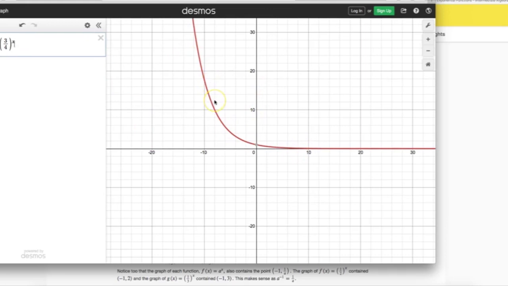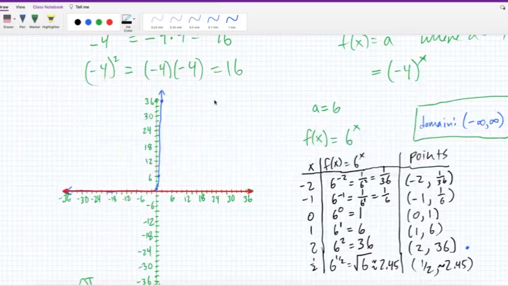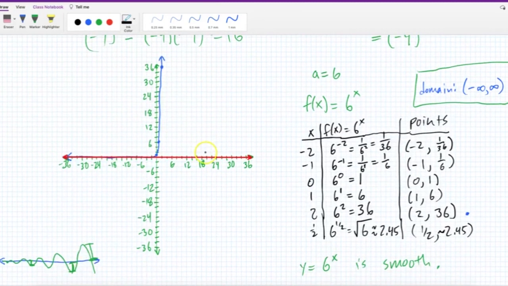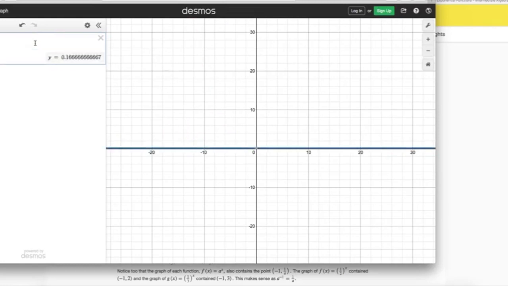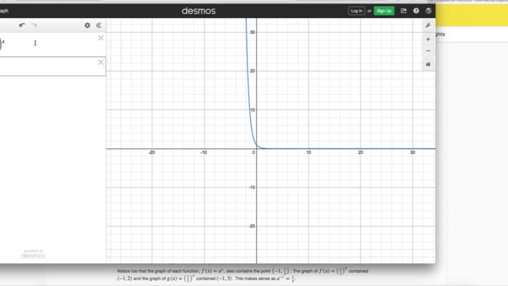Okay, so let's talk about why that 6 was steeper. It's just because if you multiply by 6, that has a bigger effect than multiplying by 3/4. If I instead did 1/6, okay, so let's put up y equals (1/6) to the x power. Let me put parentheses around this. And compare that to y equals 6 to the x.